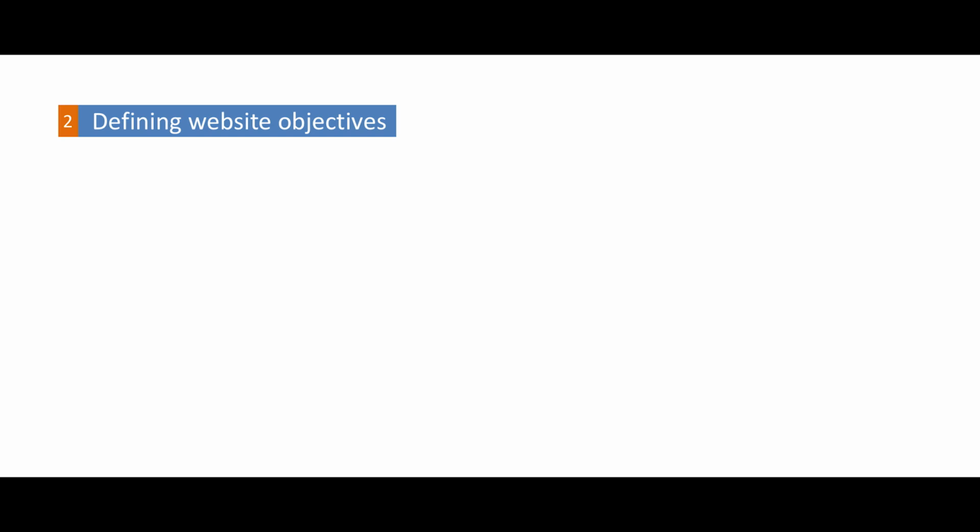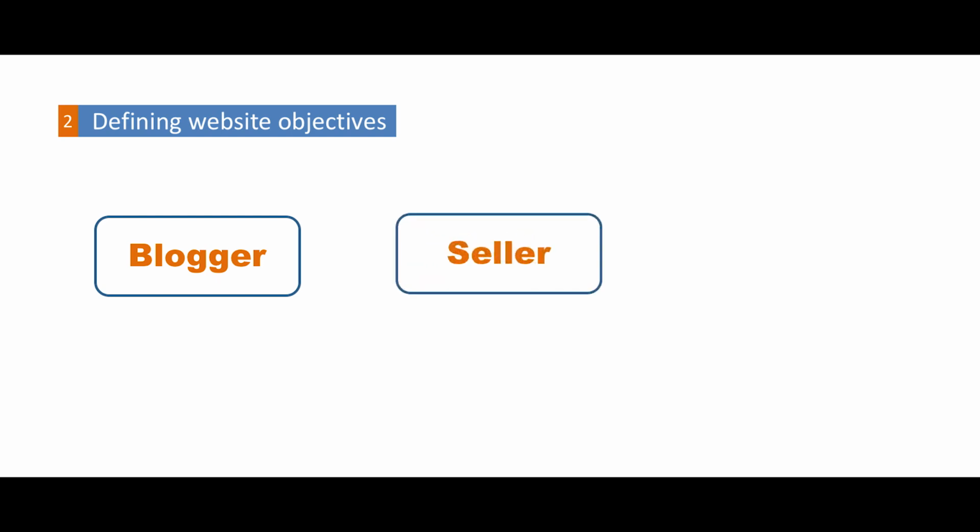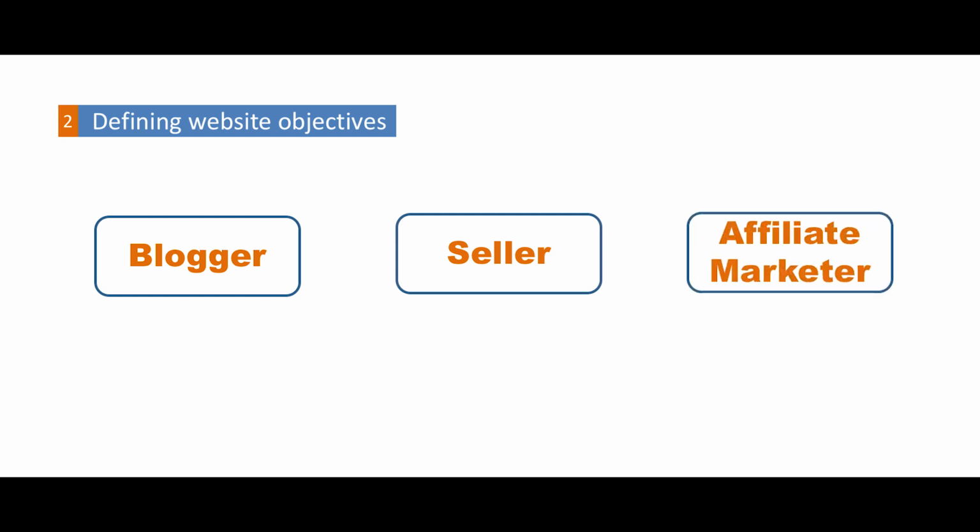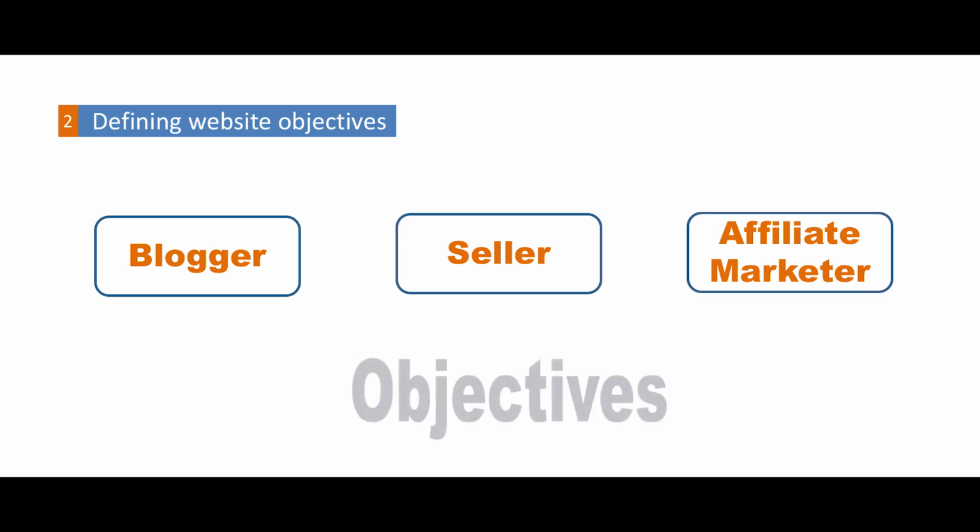But what are website objectives? Just look at these examples. You may be a blogger and want to attract more traffic to your website. You may be an online seller and want to sell maximum products and services. You are an affiliate marketer and want to divert the traffic to another website. In this case, you should have a very clear idea what you are actually going to accomplish through your website. That is the objective of your website.